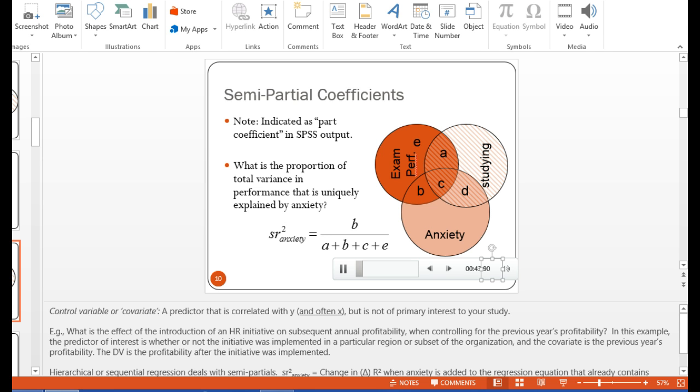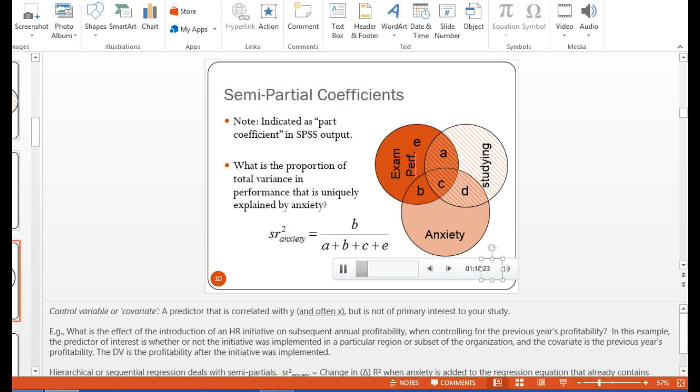Semi-partials are similar to partials in the sense that they are both dealing with control variables. So a control variable or a covariate is a variable that is correlated with our DV of interest and also our predictors usually, but it's not of primary interest to us in our particular study. So it's not of direct importance. But we include it in our model just to try to clarify or elucidate the relationship between our focal predictor and our DV. So we're trying to get the most accurate picture of that.